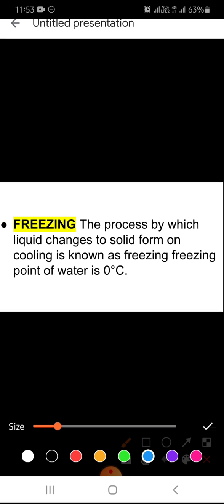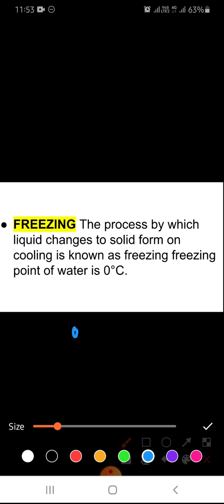Now first of all we'll study about freezing. What is freezing? Freezing is the process by which a liquid changes to solid form on cooling, and the freezing point of water is 0 degrees Celsius. So whenever the temperature of the liquid reaches 0 degrees Celsius, it will start freezing, means it will start converting into the solid state. It will start becoming solid.